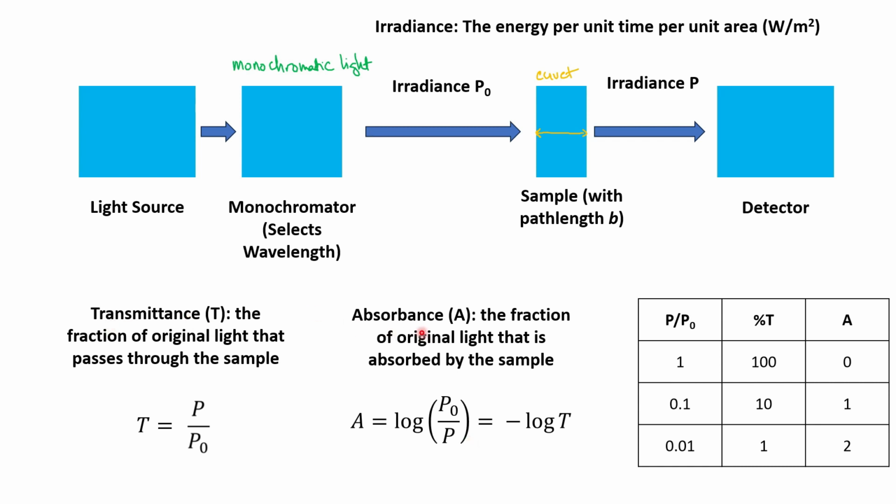Instead of transmittance, we can think of absorbance as, again, the fraction of original light that was absorbed by the sample instead of the fraction of light that passes through. Obviously, they are related. Your values for absorbance are going to run from 0 to 2.